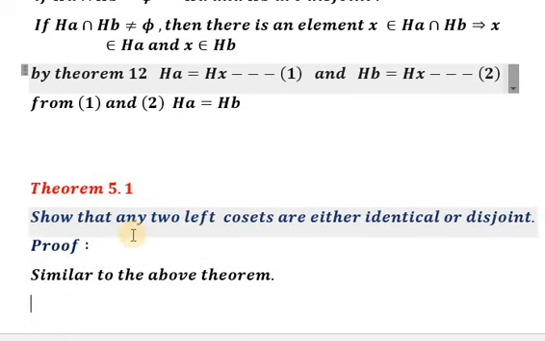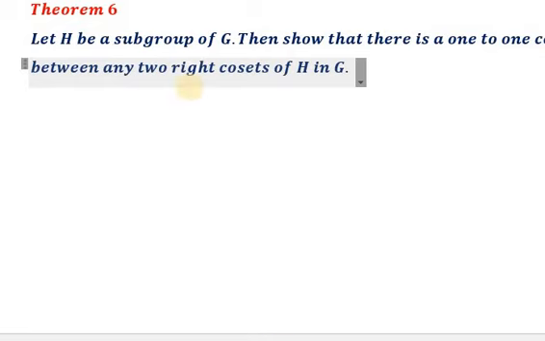Theorem 5.1. Show that any two left cosets are either identical or disjoint. The proof is similar to the previous theorem. Theorem 6. Let H be a subgroup of G, then show that there is a one-to-one correspondence between any two right cosets of H in G.